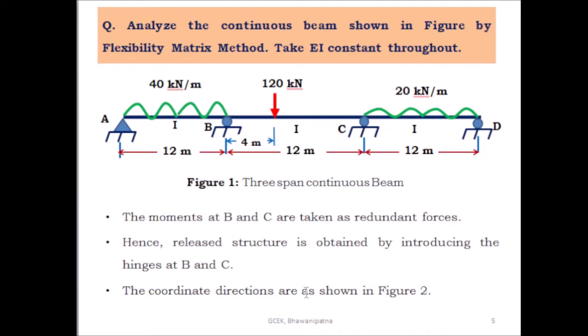The coordinate directions are as shown in figure 2. You have to assign the coordinate directions at B and C, because the degree of static indeterminacy of this problem is 2. So you have to take two coordinates, one at B and the second at C, and you have to take the moment as a redundant force at B and C.